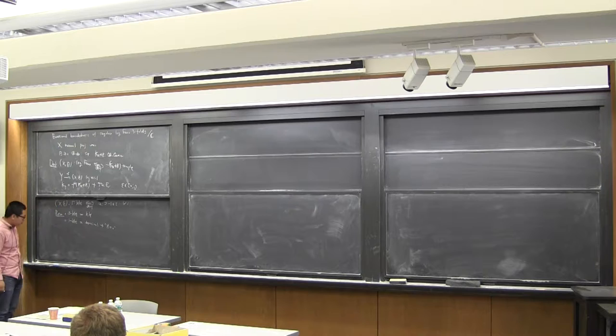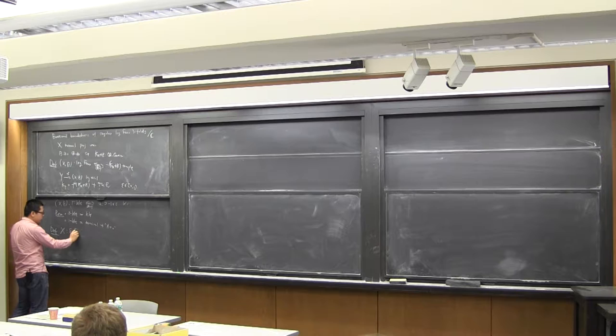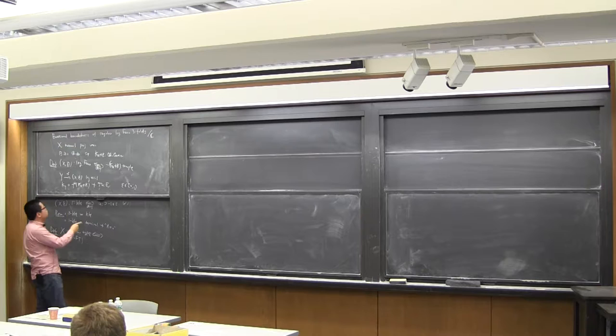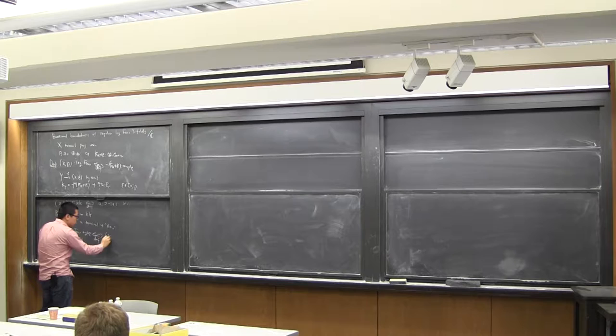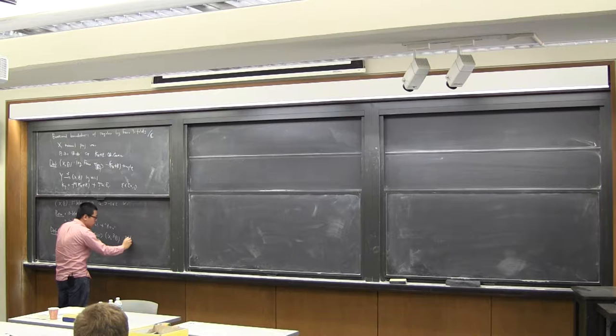So we define the following. We say that X is of epsilon-Fano type, I will write epsilon-FT for short, if there exists a boundary B with these properties, so there exists some B such that (X, B) is epsilon-KLT log Fano.